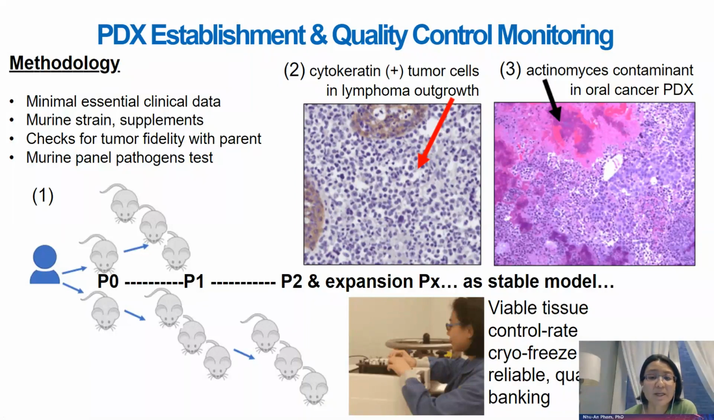There's also the spontaneous lymphoma outgrowth, shown here in panel designated number 2, where you can see tumor islands with the pancytokeratin positive cells in a field of lymphoma outgrowth. So in such cases, we consider the tumor model failed. Also, we review histology for potential bacterial or fungal contaminants. This can occur in oral cancers, as shown here. And those tumors tend not to be able to be propagated for a long time.